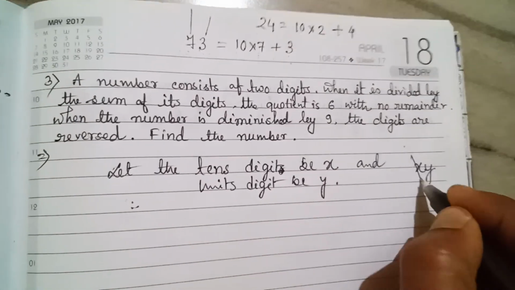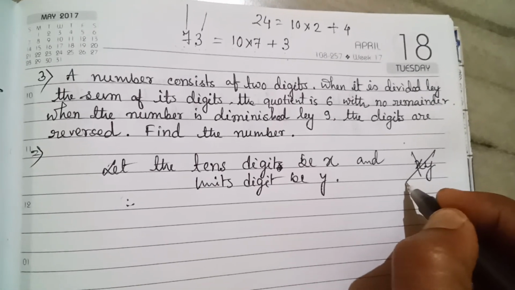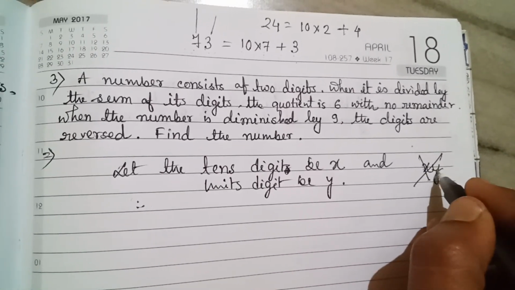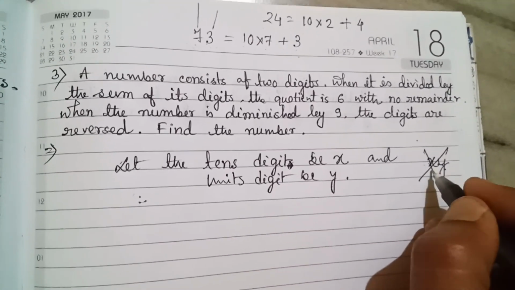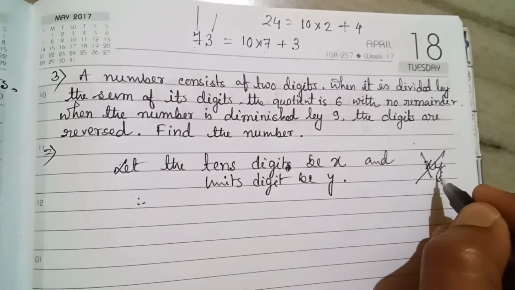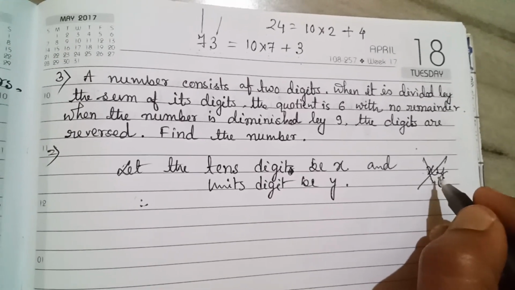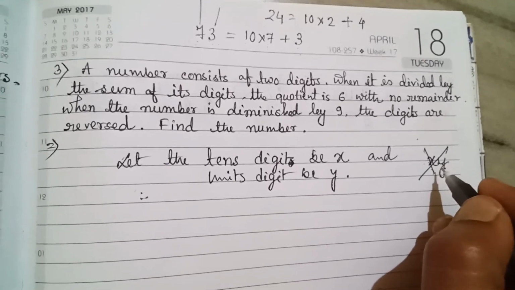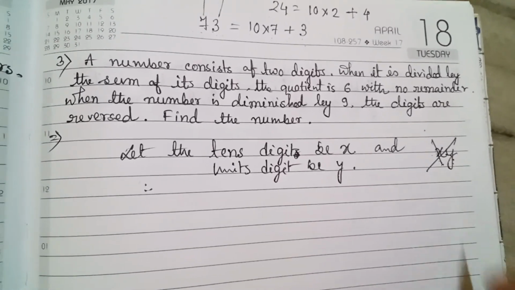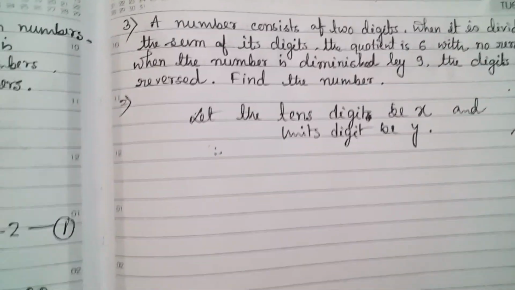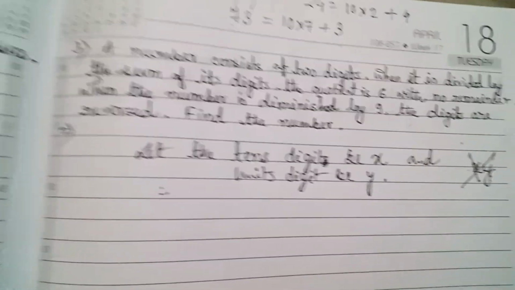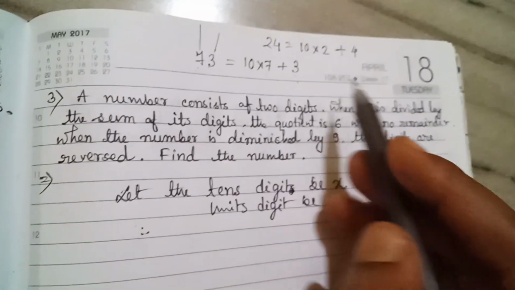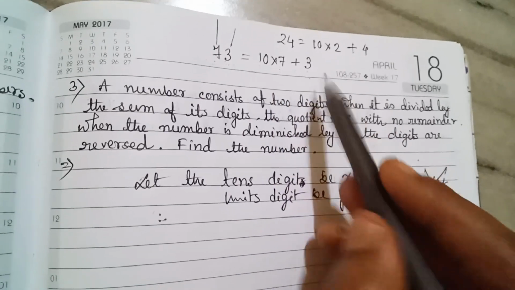No, you are all wrong. We can't write two variables together, one beside another like this, because this will mean a product of two variables. So how can we write it down? We will write it in expanded form.